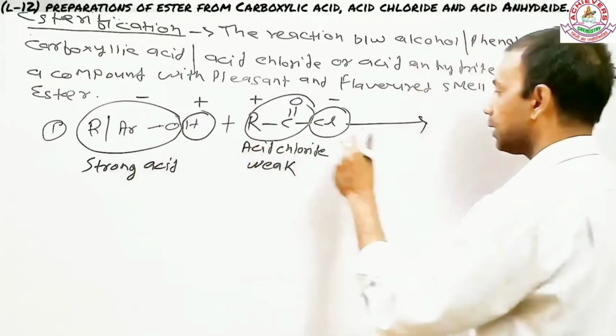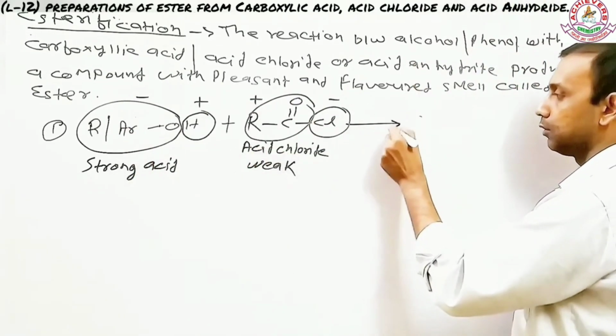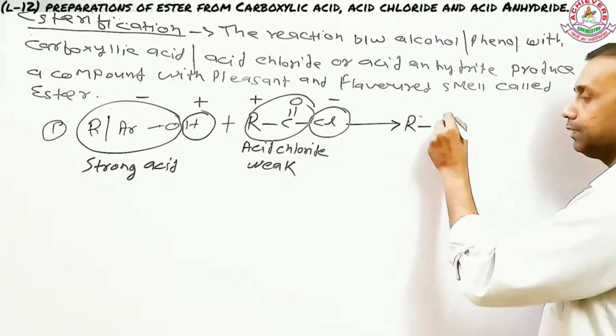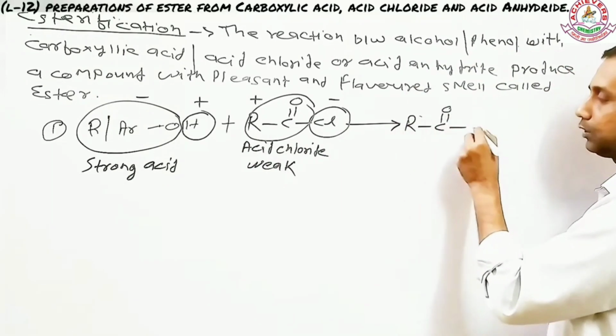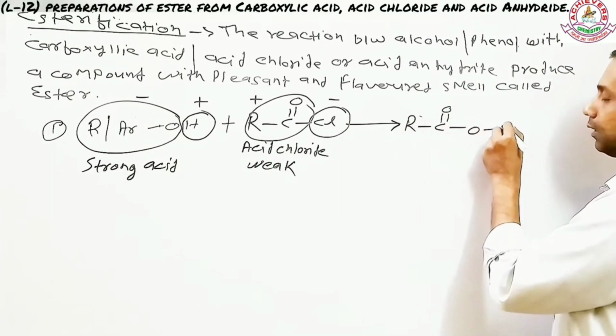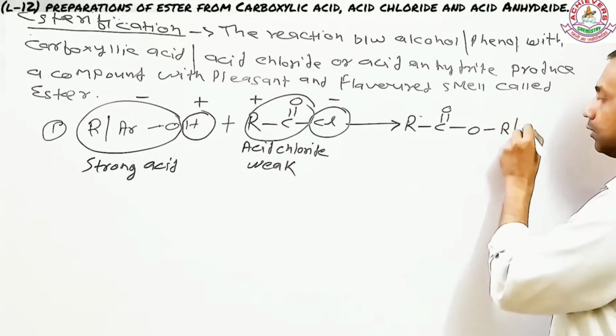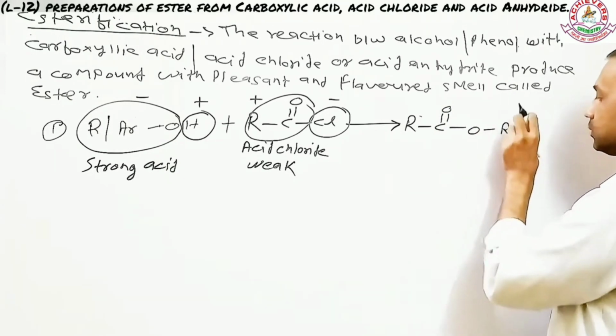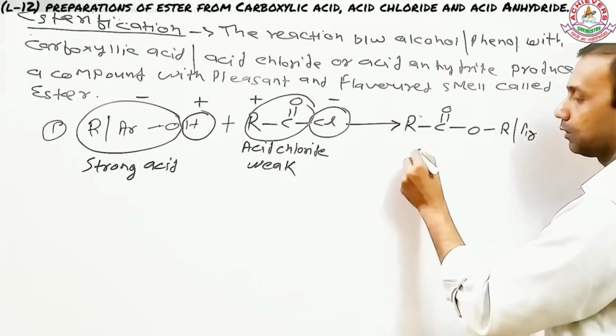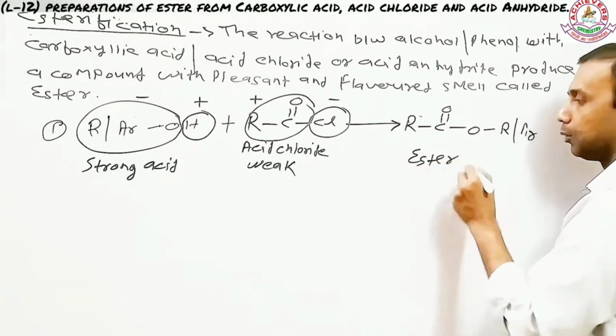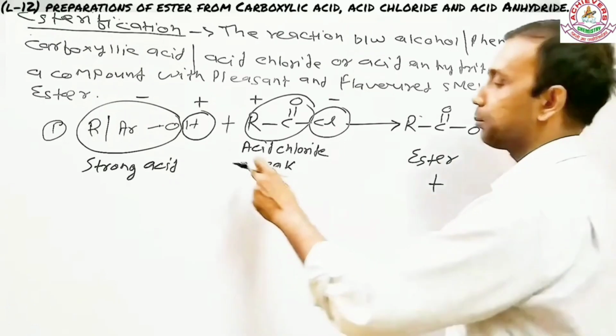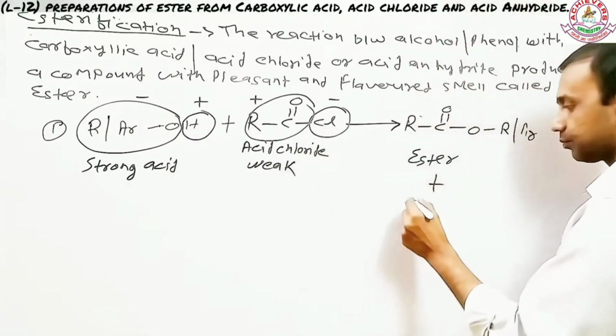You have RCO, R, C double bond O, and there you have O and R or Ar. There is your ester. But there is a byproduct, and that byproduct is HCl.